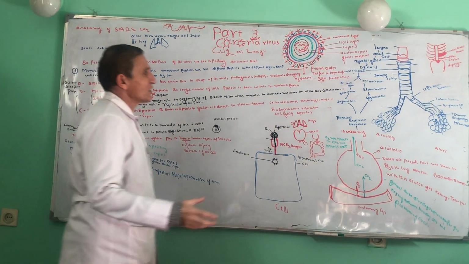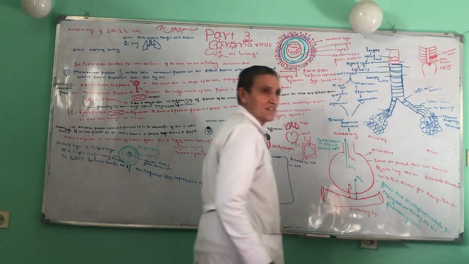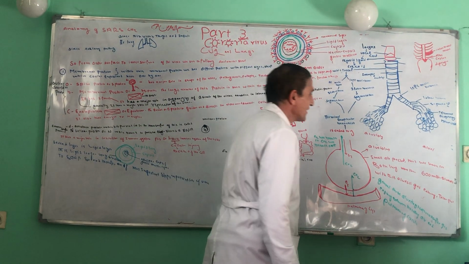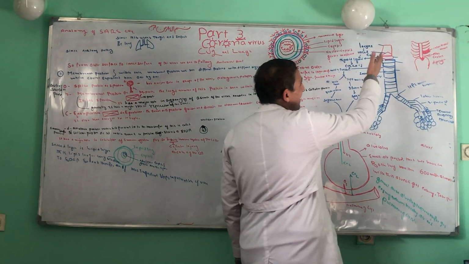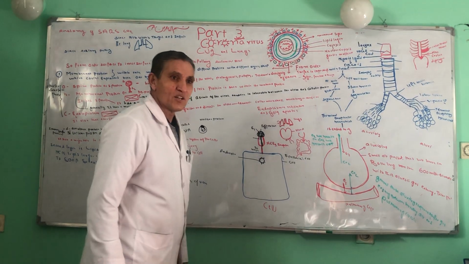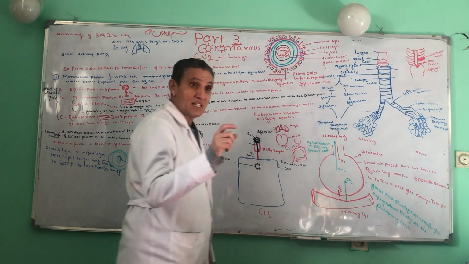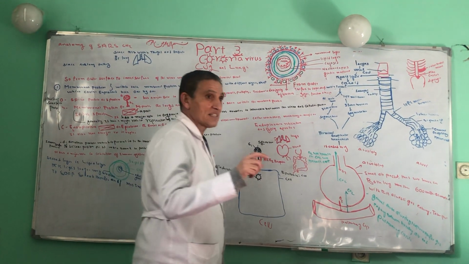Let me again discuss the anatomy of the lungs. The respiratory system is divided into 2 parts, upper and lower respiratory tract. In the upper part, we start from the larynx. Within the larynx, we have the vocal cords. Below the larynx, we have the thyroid cartilage. This thyroid area is a very good place for tracheostomy.